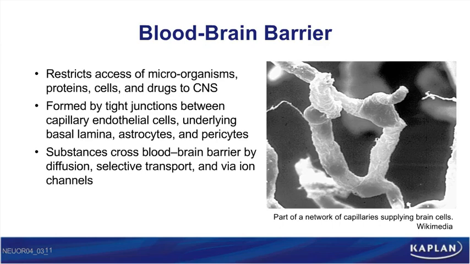Astrocytes and pericytes are found on the outside of the basal lamina, with astrocyte foot processes covering more than 95% of the basal lamina adjacent to the capillary endothelial cells. Substances within central nervous system blood vessels can only cross the blood-brain barrier into the CNS by diffusion, selective transport, or via ion channels. Water diffuses readily across the blood-brain barrier. Similarly, oxygen and carbon dioxide, which are lipid-soluble gases, can readily diffuse across the barrier.